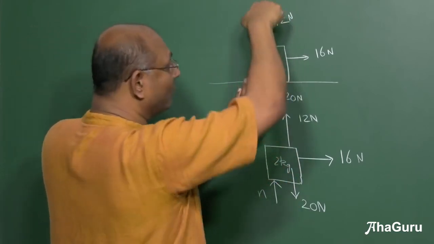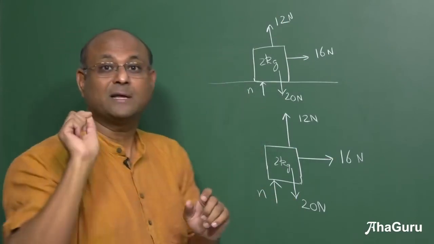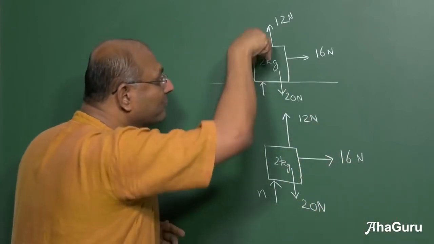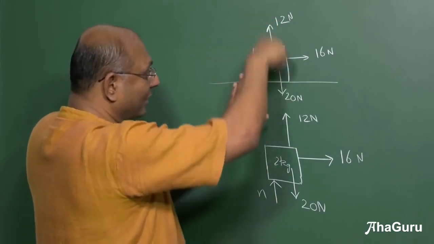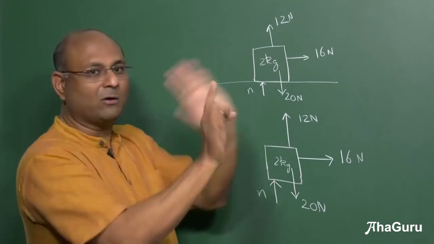Why would 20, 12 go down? But that is why you have normal force. What is the job of the normal force? What does normal force want to do? It will try to stop you from going in. You want to go down. How much force do you want to go down with? 8 newtons. Normal force, no, not allowed.